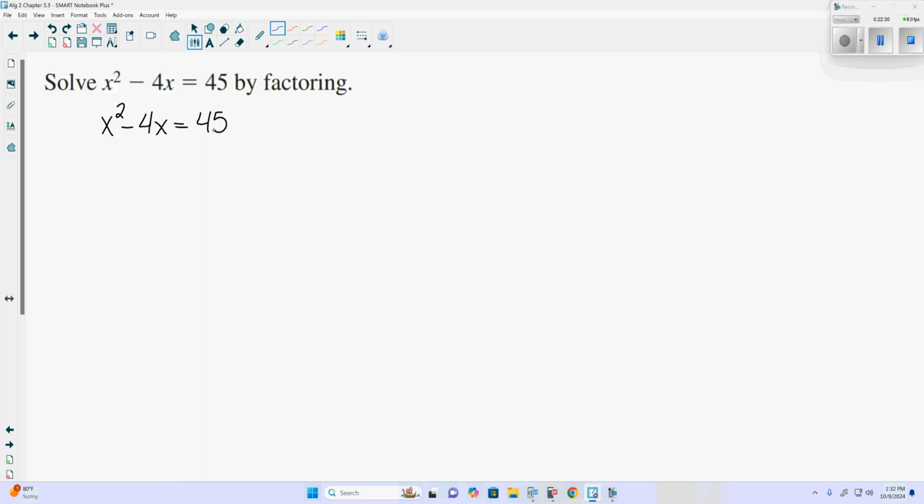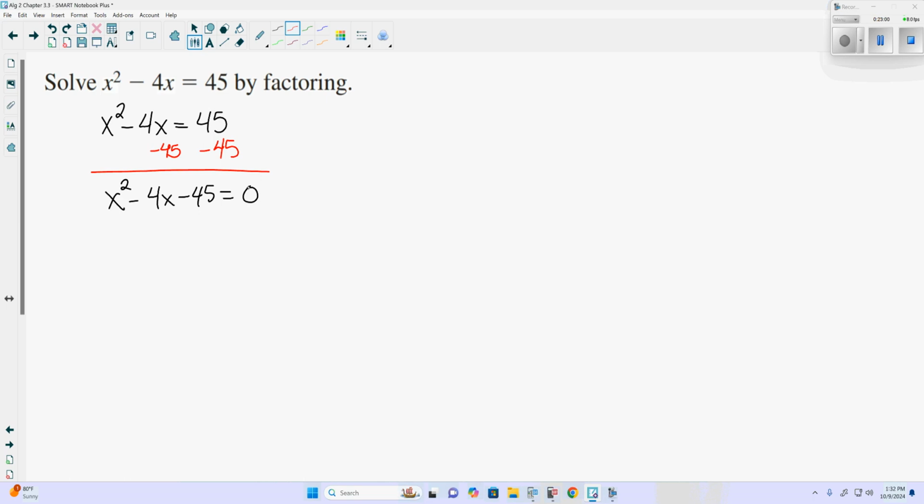That one, we can have it equal whatever because we're trying to get that squared term by itself. So here, we need to get this equation equal to 0. And the first thing we can do is subtract 45 from both sides. Tell me that x squared minus 4x minus 45 is equal to 0. Now we can start factoring.